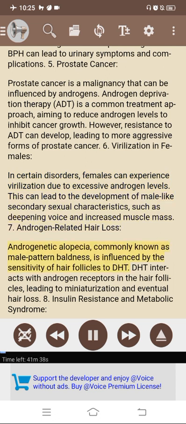7. Androgen-related hair loss. Androgenetic alopecia, commonly known as male pattern baldness, is influenced by the sensitivity of hair follicles to DHT. DHT interacts with androgen receptors in the hair follicles, leading to miniaturization and eventual hair loss.